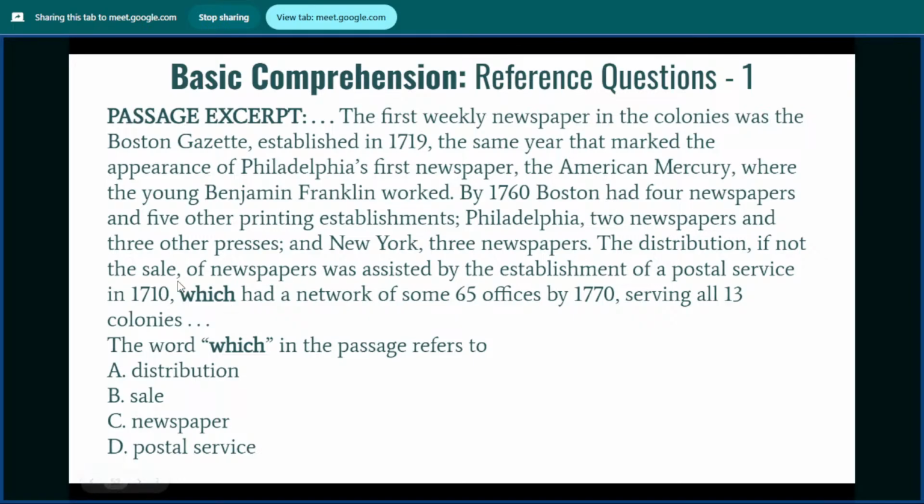Antecedent is which word the pronoun is referring to, that becomes your antecedent. So here the antecedent is what? The word postal service. That's what it is referring to.